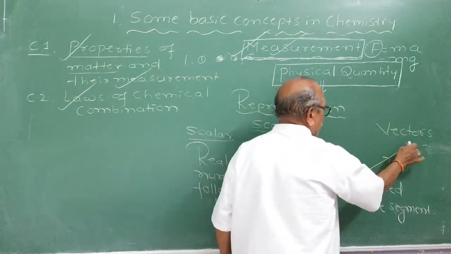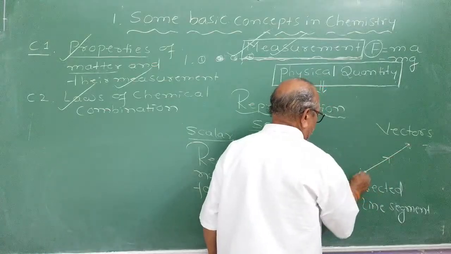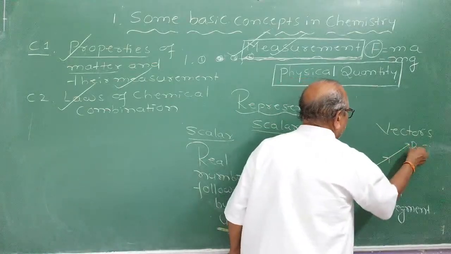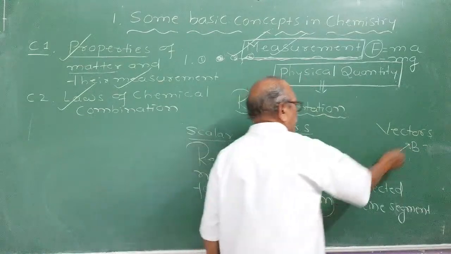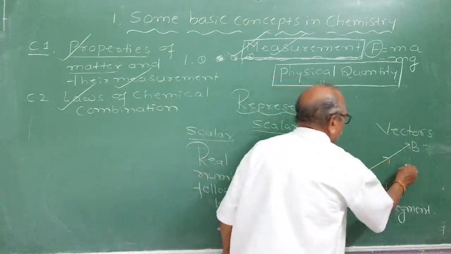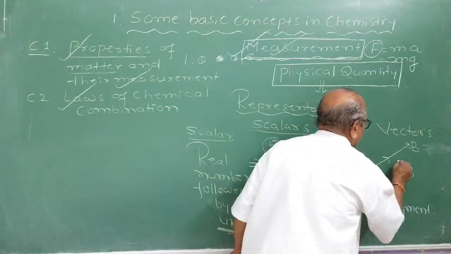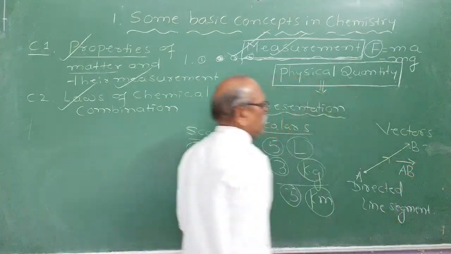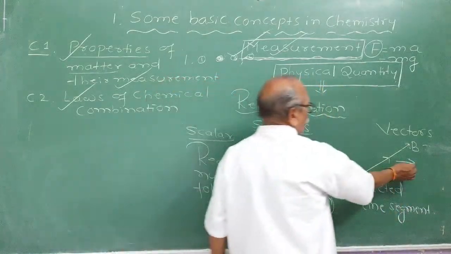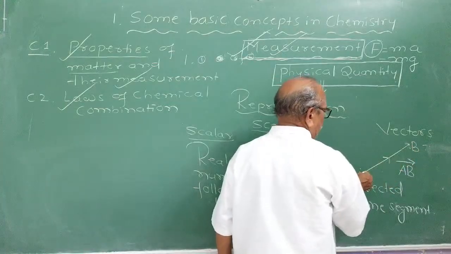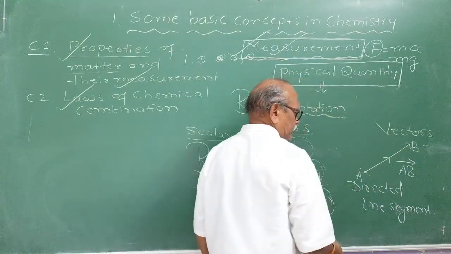It is a directed one, it will show the direction. Say this one is A, this one is B, right? And this particular length AB is represented by the symbol vector AB. On the AB, you have to write the arrow mark. The length of it represents the magnitude of it, right?